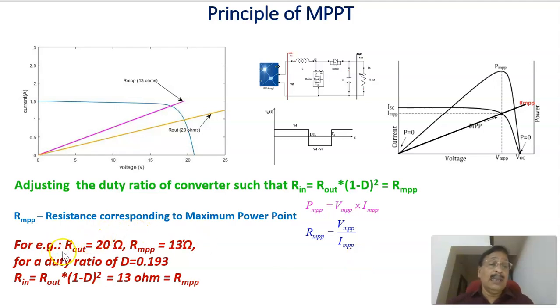As an example, assume that the output resistance equals 20 ohms. This is the 20 ohms, and RMPP equals 13 ohms. Now, if you keep the duty ratio equal to 0.193, then you can calculate Rin equal to R out, that is 20 into (1 minus 0.193) whole square, which is equal to 13 ohms. In that case, this resistance is made equal to RMPP, so that maximum power can be transferred from the solar panel into the load.